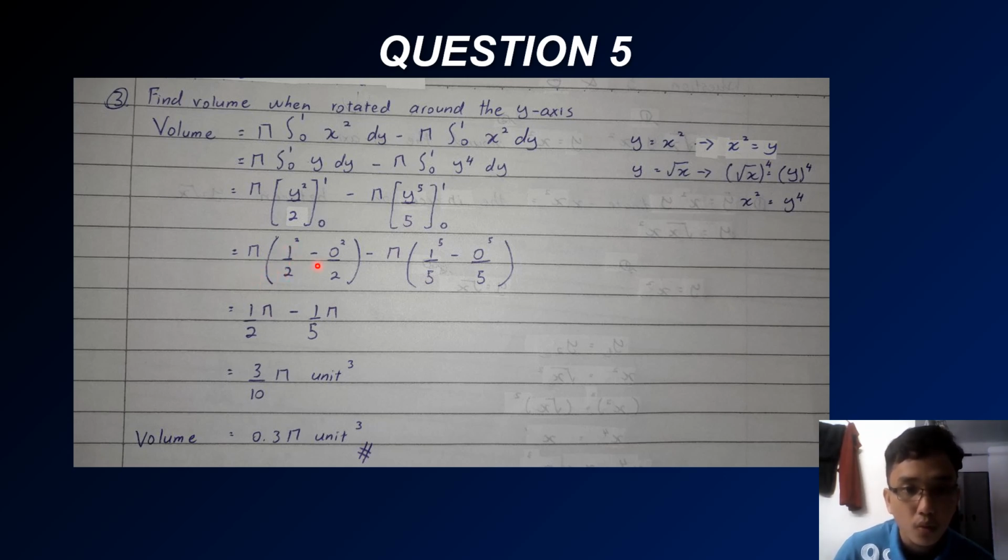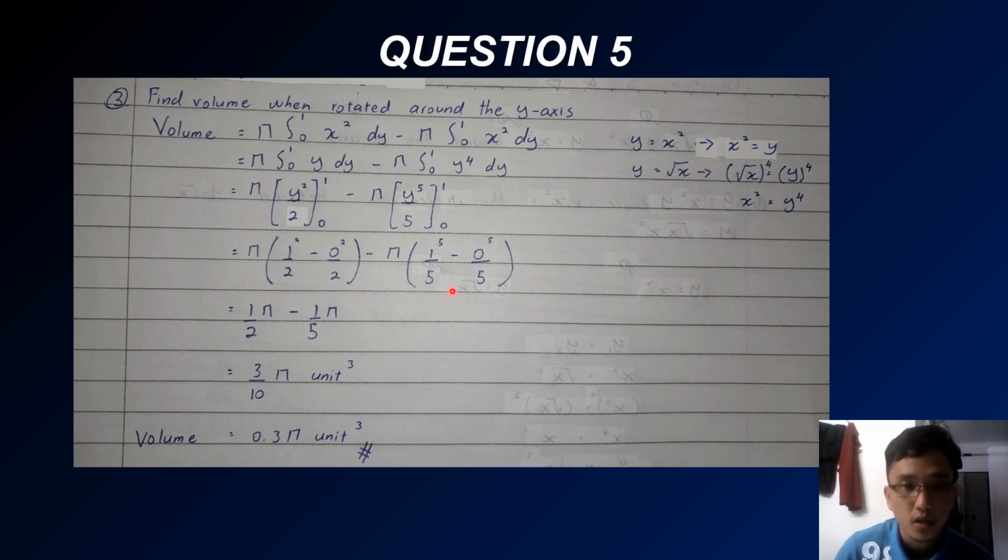Pi bracket 1 power 2 divided by 2, minus 0 power 2 divided by 2, close bracket, minus pi bracket 1 power 5 over 5, minus 0 power 5 over 5, close bracket.